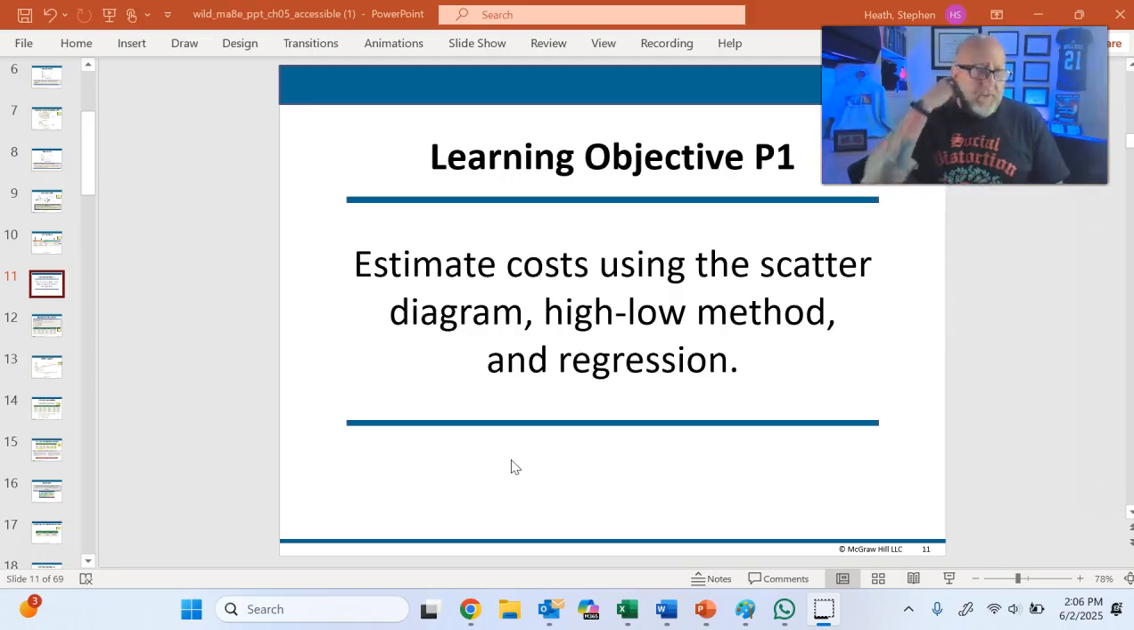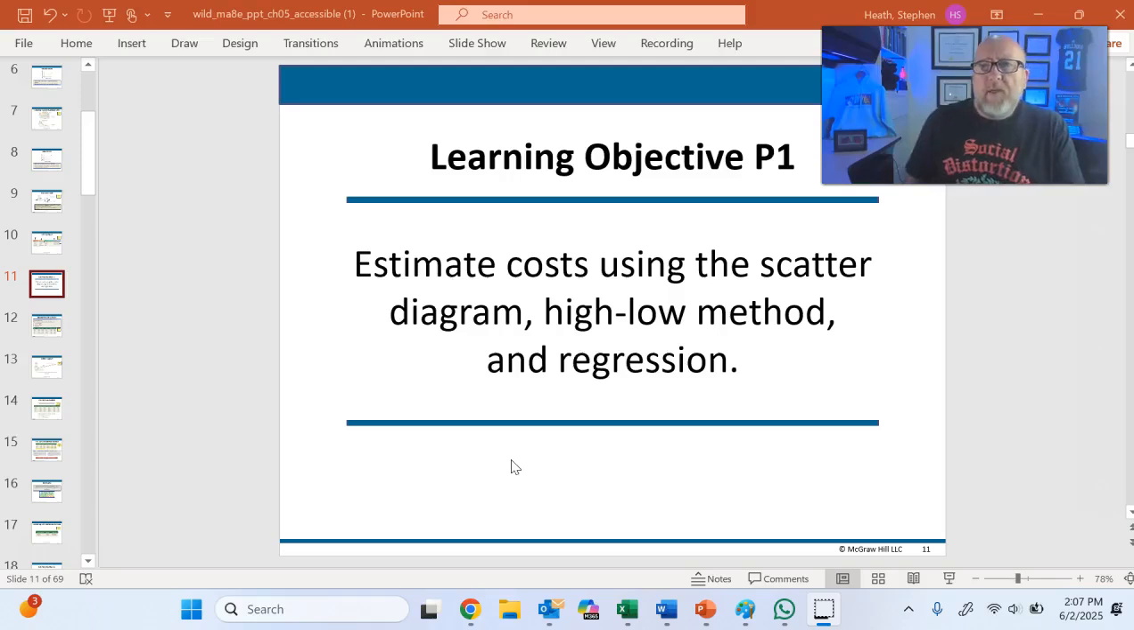So, anyway, all joking aside, this is a great lecture. I'm going to try to keep it short and simple, but this really is where the rubber meets the road. I love this discussion. Okay, so we are going to estimate costs using the scatter diagram, the high-low method, and regression.